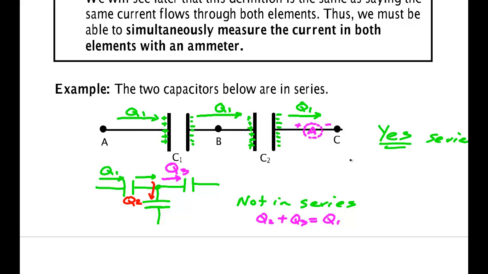Voltmeters, you want to measure the same voltage. So voltmeters should be placed in parallel.